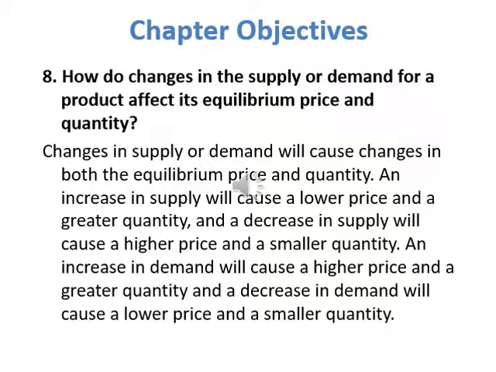The equilibrium price is stable under existing demand and supply conditions. Answer to number 8. Changes in supply or demand will cause changes in both the equilibrium price and quantity. An increase in supply will cause a lower price and a greater quantity, and a decrease in supply will cause a higher price and a smaller quantity. An increase in demand will cause a higher price and a greater quantity, and a decrease in demand will cause a lower price and a smaller quantity.